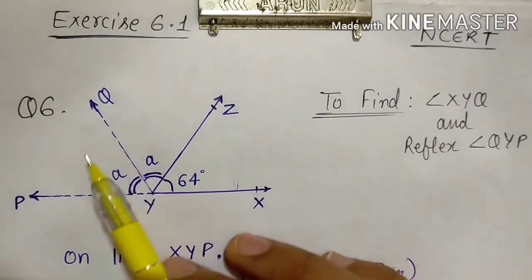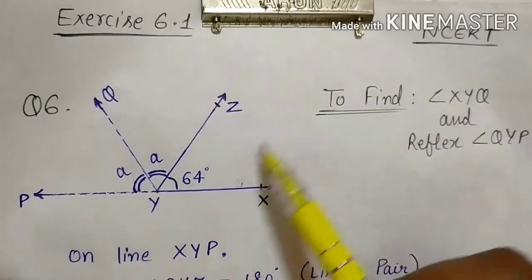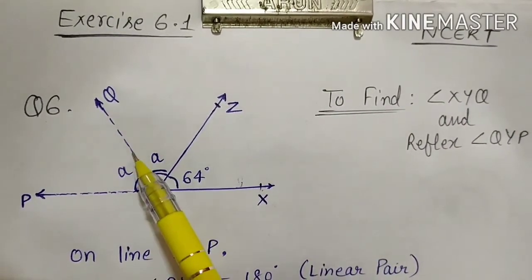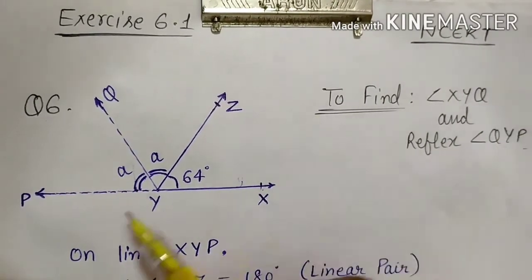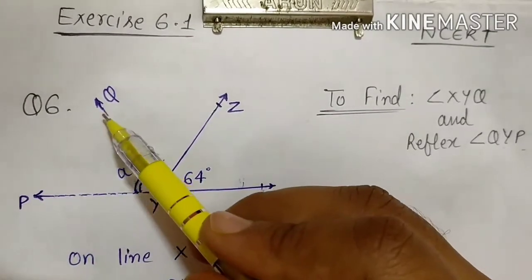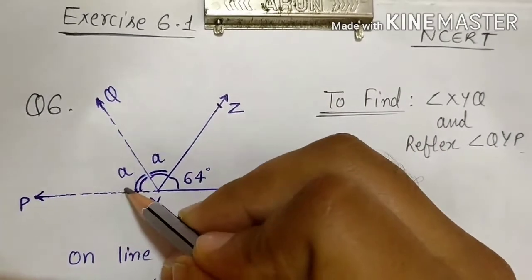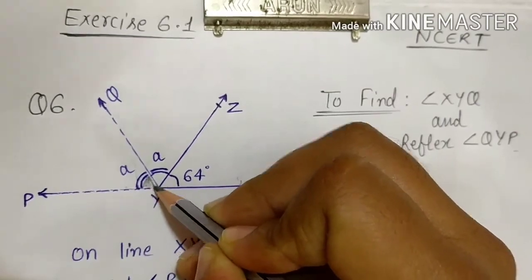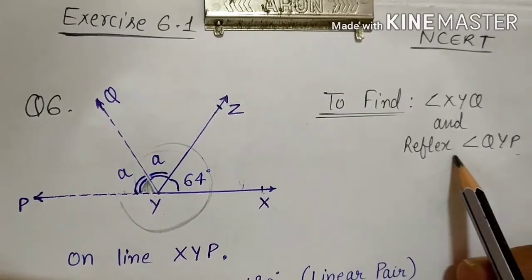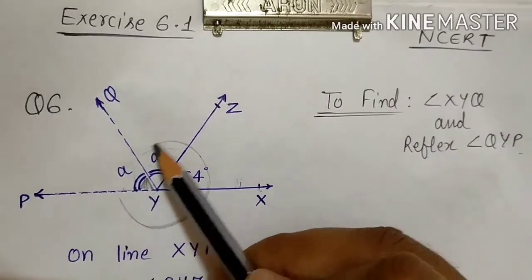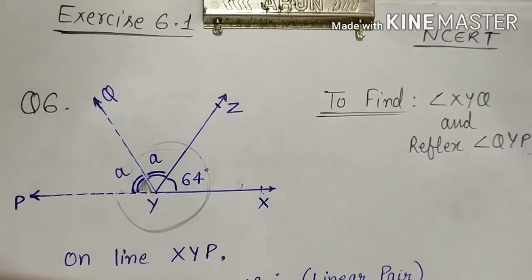So at last, after drawing the figure, they're saying to find angle XYQ. Where is XYQ? Just check here. XYQ means this full figure, A plus 64, and reflex angle QYP. Where is QYP? After taking this one, whatever comes from the whole 360, we will subtract this one, so we will get the reflex angle QYP. Except this, all this full angle is called reflex angle QYP. So let's solve this question.